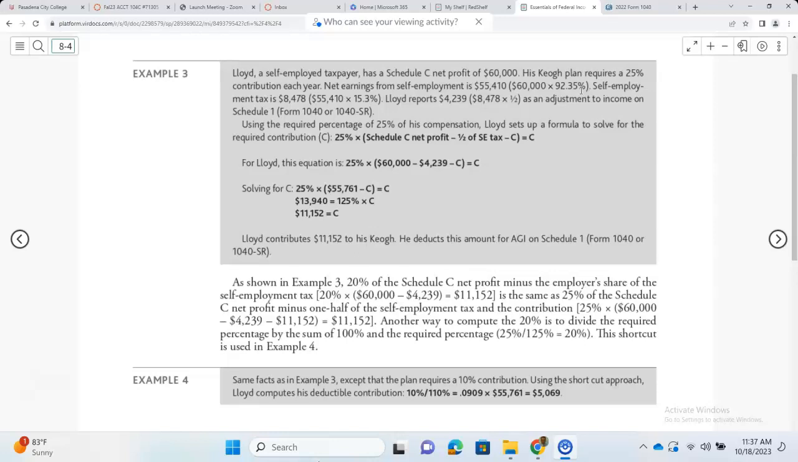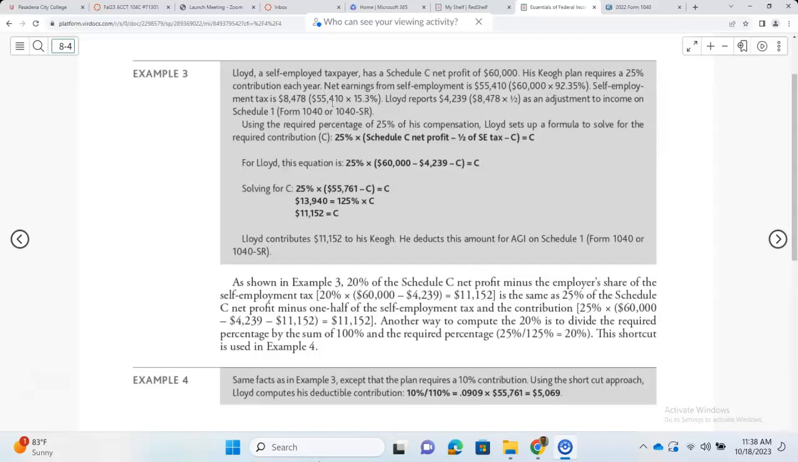So as a so-called employer of himself, half of Social Security and Medicare has to be paid by employers. So technically income is not 60, income is 60 minus half of Social Security and Medicare, which is remaining 92.35%. So 92.35% of 60,000 is 55,410. That is net earning from self-employed. Got it, right? A little bit tricky, hard to explain, but that's what it is.